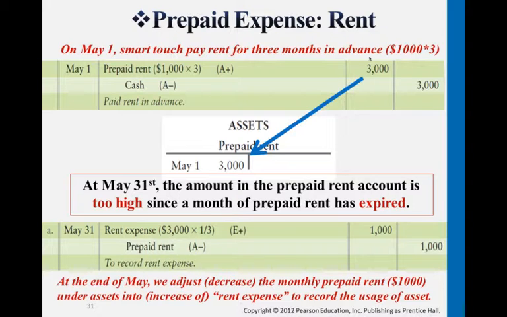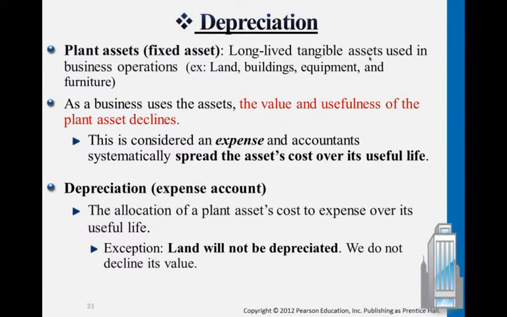Okay, this here represents 3 months of rent. After a month, we don't have $3,000 anymore. We only have $2,000 left for June and July. So under the balance sheet, on the left-hand side, assets, you see $2,000 listed here instead of $3,000. Okay, so this is an adjusting entry for prepayments, turning assets into expense, the part that expires.